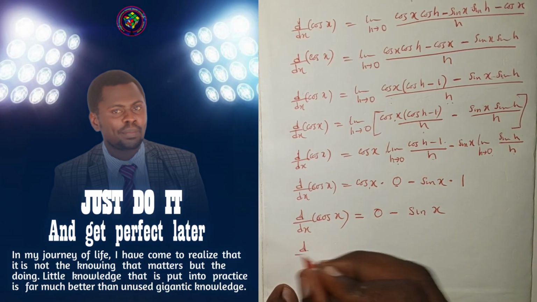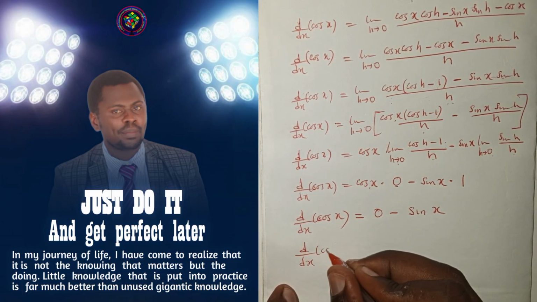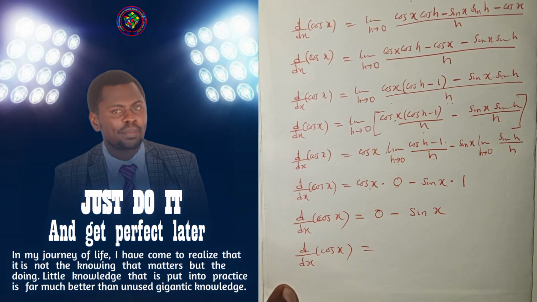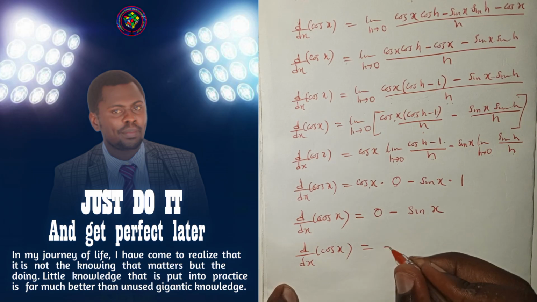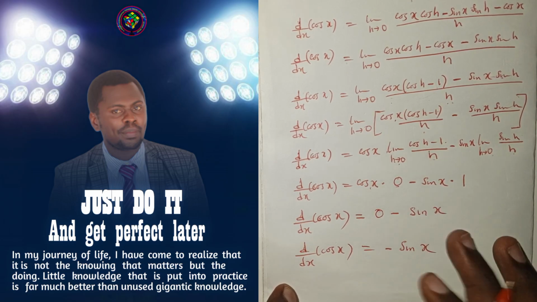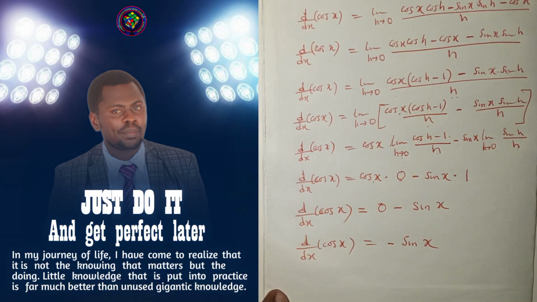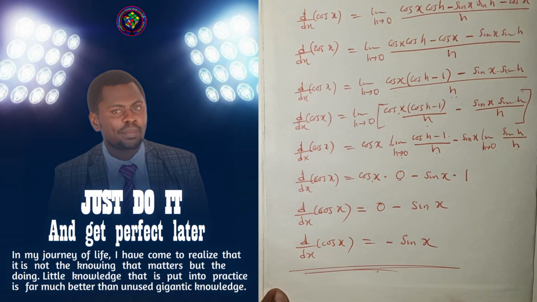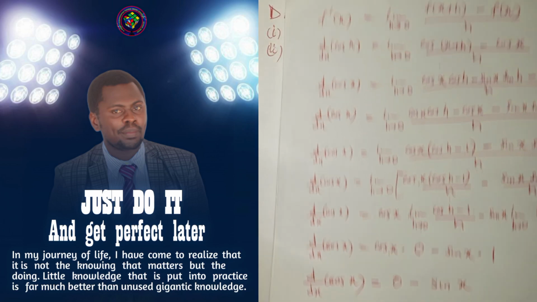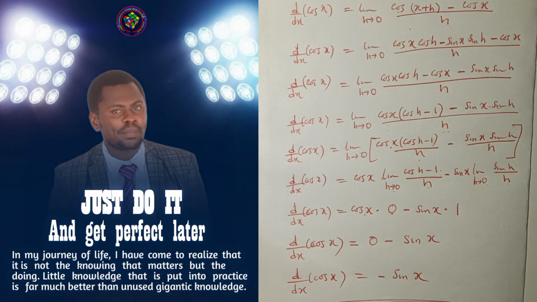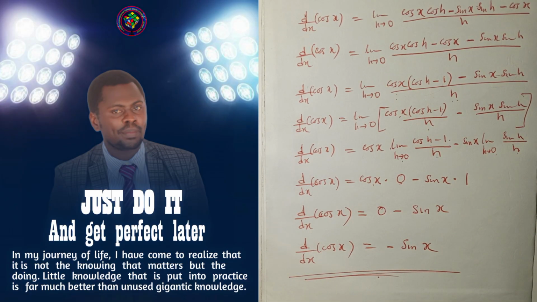Okay, so we have d/dx of cos x is equal to 0 minus sin x, you get minus sin x. So you can see that the derivative of cos x is equal to minus sin x. So we have differentiated cos x with respect to x using first principle. So this is how you do it.